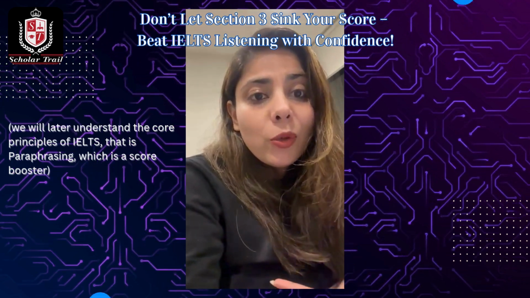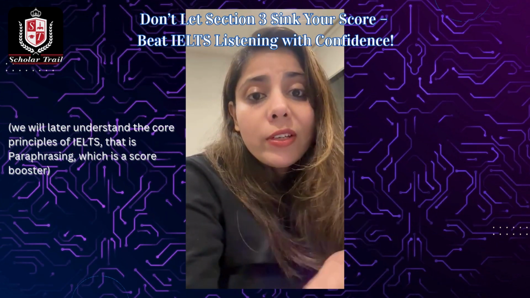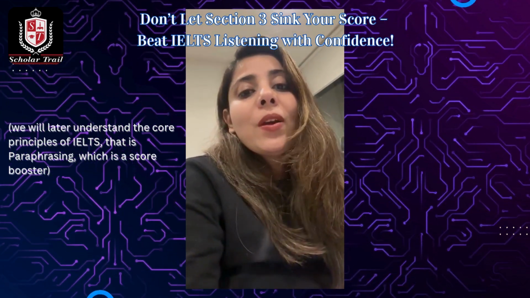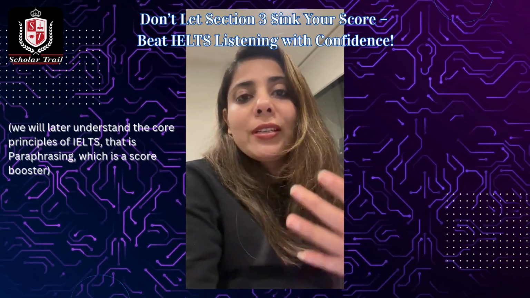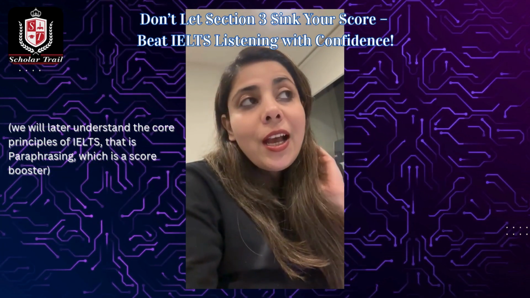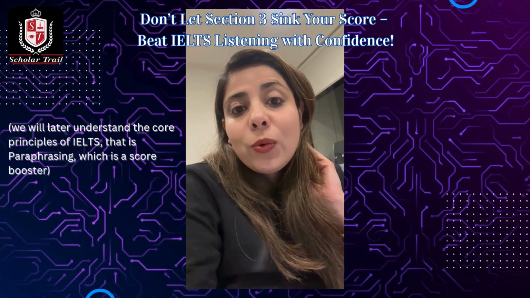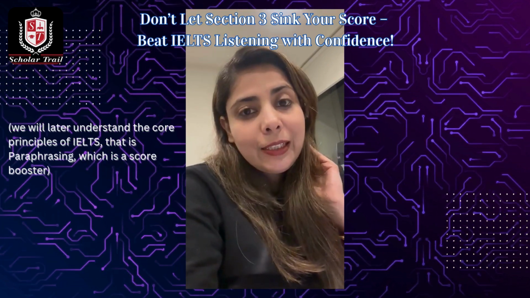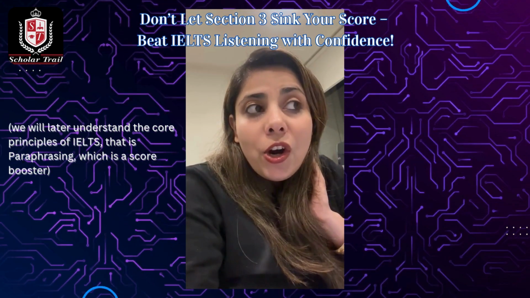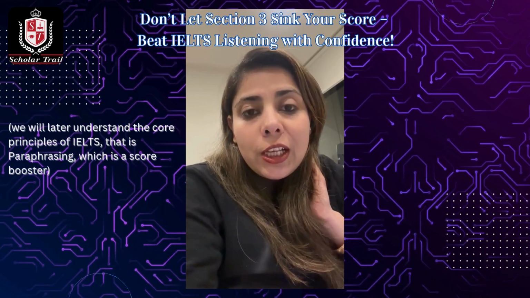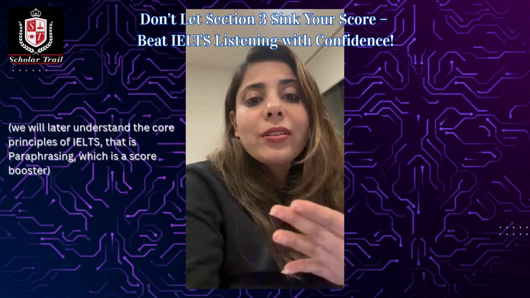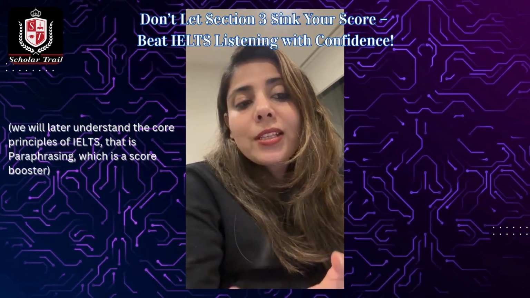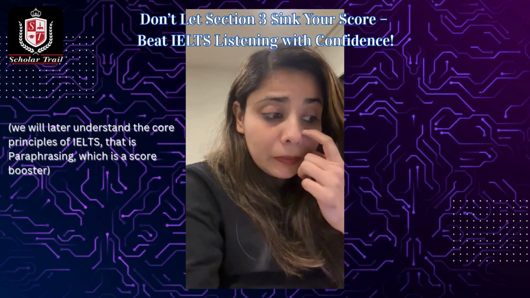The paper setters, the British Council, always do this. There's a repetition of vocabulary. Once you notice, I'm just giving an example, rather than using the word important, they might use the word pivotal, P-I-V-O-T-A-L, or vital, V-I-T-A-L, or maybe crucial, C-R-U-C-I-A-L. So this is how they twist and turn the words. The meaning of all these words is exactly the same. There's no difference.